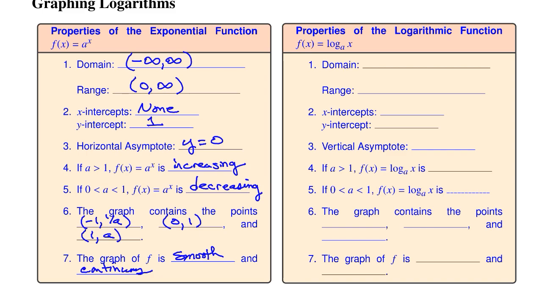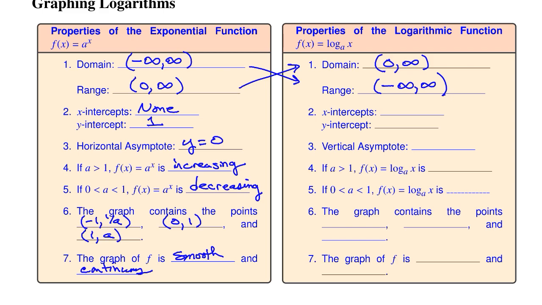Now let's look at the properties of logs. What is the domain and the range of the log function? Well, the range and domain switch over from a function to its inverse. So the range of the exponential becomes the domain, and the domain of the exponential becomes the range. So the domain of the log function is 0 to infinity, and the range is negative infinity to infinity.